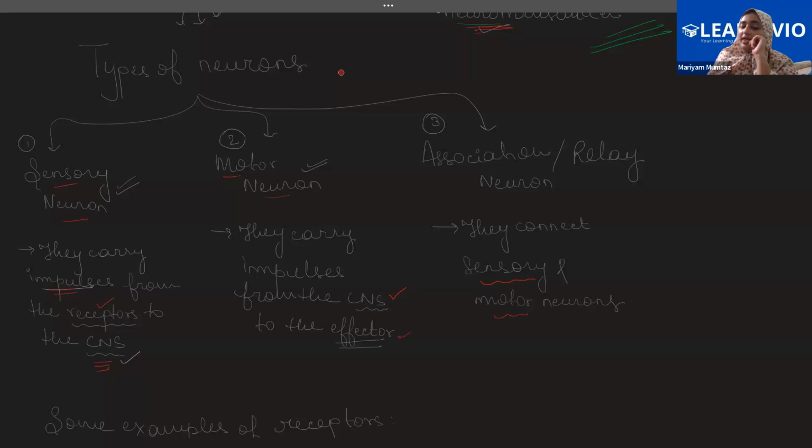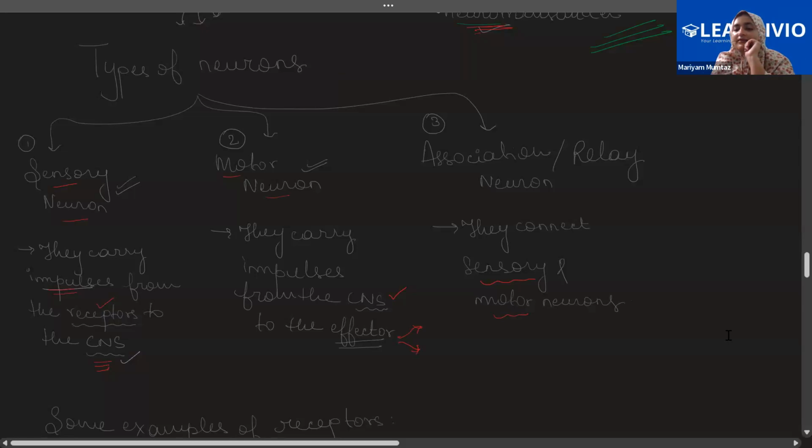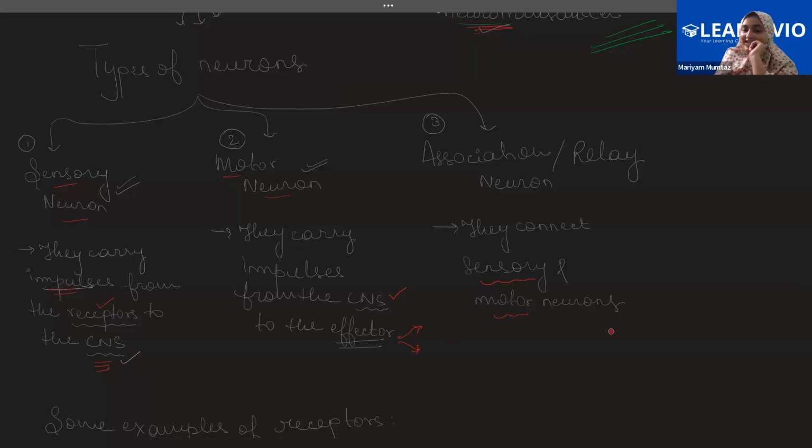Do you remember what are the two types of effector that we had discussed? Mariam, do you remember the effectors? Aisha, what about you? Do you remember what are the two kinds of effectors? No, ma'am. Who else? Saida, you tell me. Muscles or glands. Exactly. The muscles or the glands, meaning the parts that will actually form the response. So the motor neuron carries the impulses from the central nervous system to the effector.